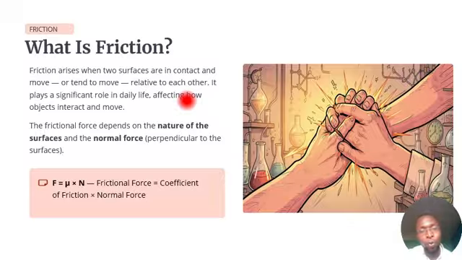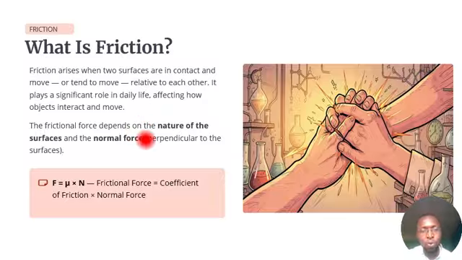And what is the role of the friction when two surfaces are in contact and they move? It tends to oppose the motion of their movement. So it plays a significant role in our daily life, affecting how objects interact and move. Okay, so friction is a force that opposes motion between two surfaces in contact. That is what friction does. A force that opposes or tends to oppose the motion between two surfaces in contact.